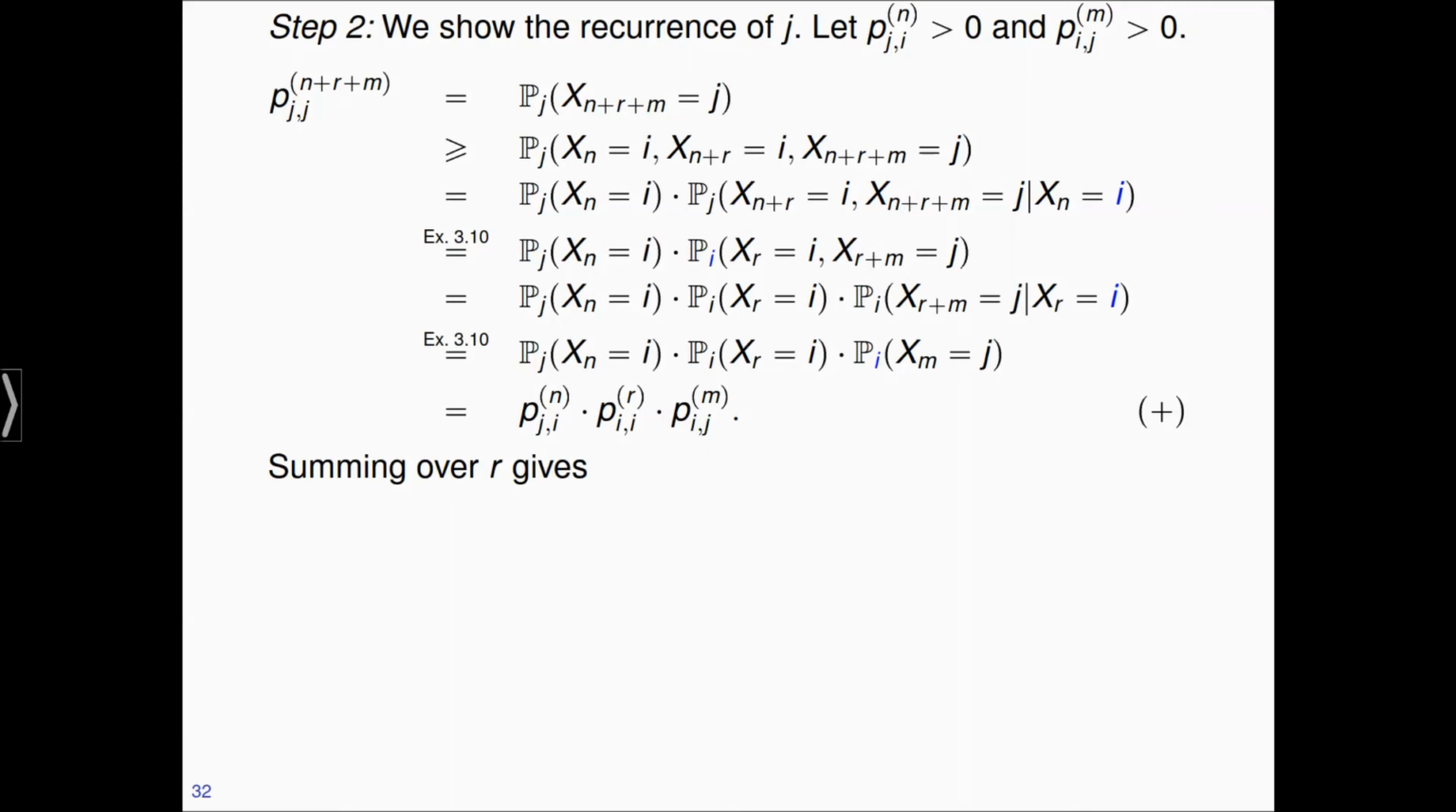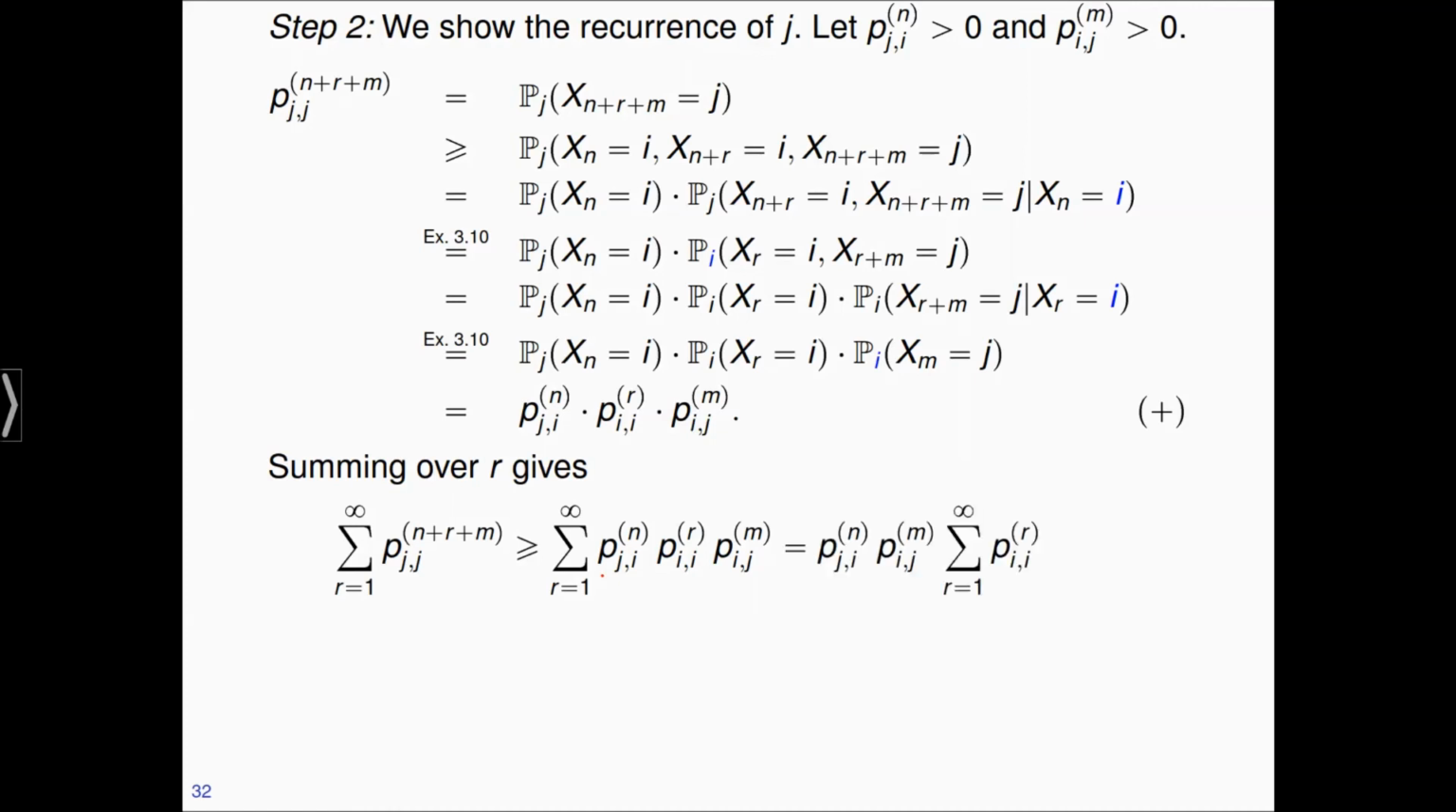However, in this proof we're going to sum in r. I already announced this before we started the computation. So we want to sum up this thing here in r, and what we get is the sum in r of p_jj^(n+r+m). So this thing is greater or equal to the sum of the right-hand side in plus.